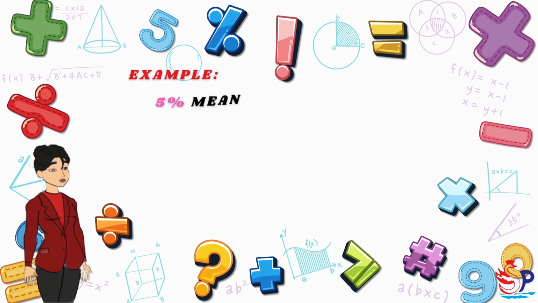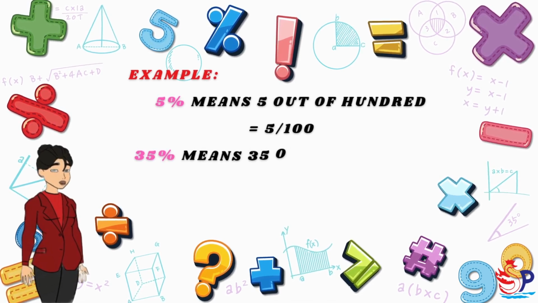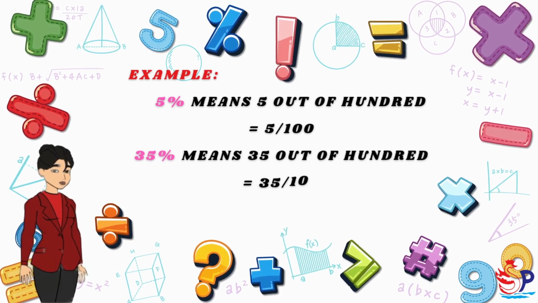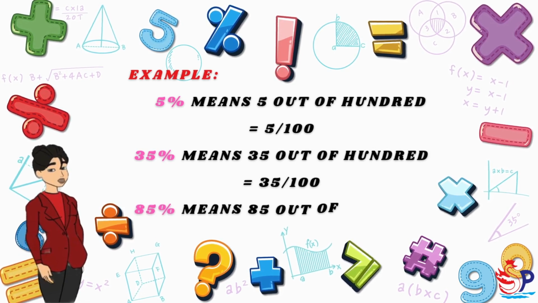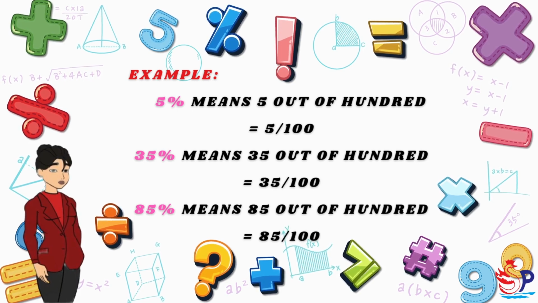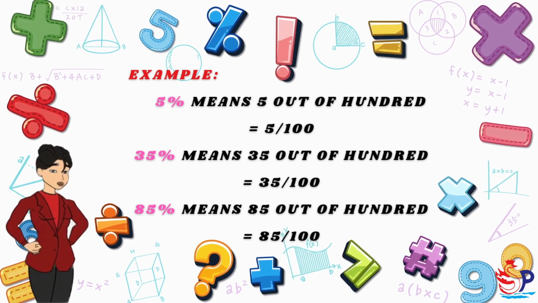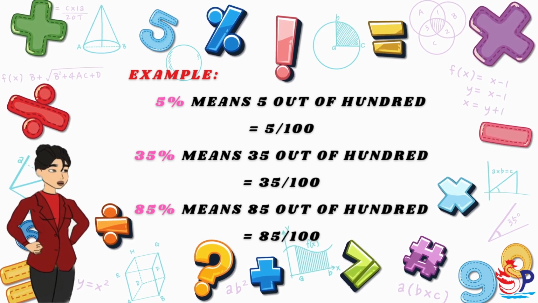Example. 5% means 5 out of 100, which is equal to 5 by 100. 35% means 35 out of 100, which is equal to 35 by 100. 85% means 85 out of 100, which is equal to 85 by 100.